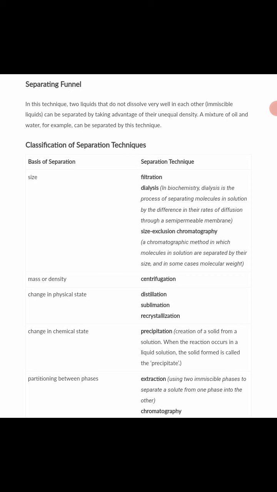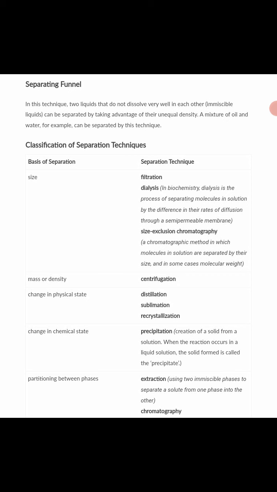So, classification of separation techniques: the basis of separation and the separation technique. On the basis of size, we use filtration and dialysis. In biochemistry, dialysis is the process of separating molecules in solution by the difference in their rates of diffusion through a semi-permeable membrane. Then for mass or density, we have centrifugation. For change in physical state, we have distillation, sublimation, and recrystallization.